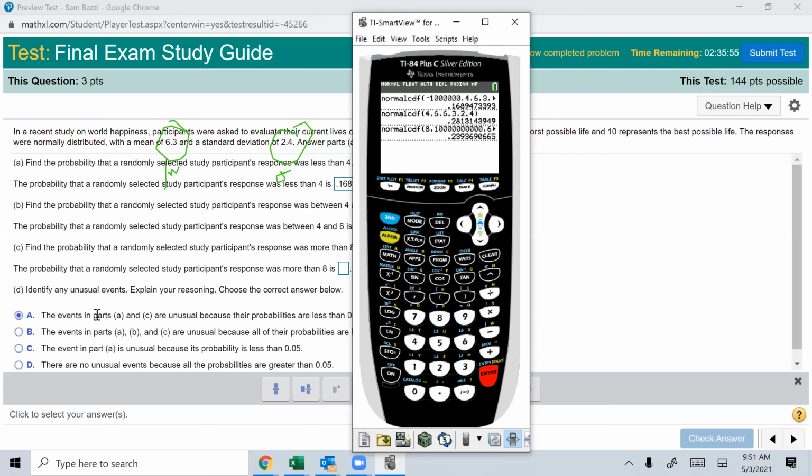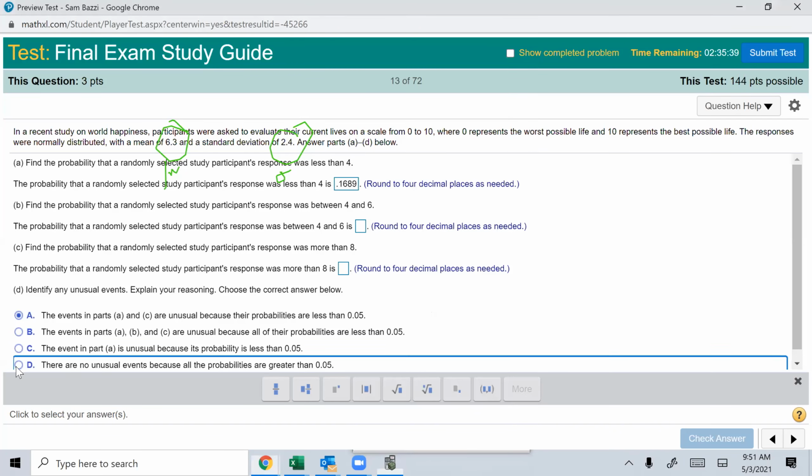And then the last question, he says, identify any unusual events. An event is unusual when the probability is less than 5%. As you notice, guys, all those answers were more than 5%. There are no unusual events in here. I would choose D.